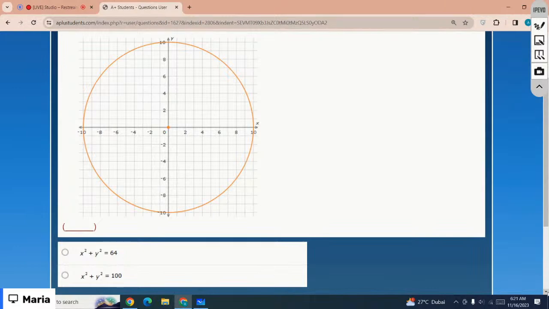The center of the circle is 0, 0, and the radius of the circle is 10. So then the equation is the second one, that is x square plus y square equals 100. The second one is the correct option.